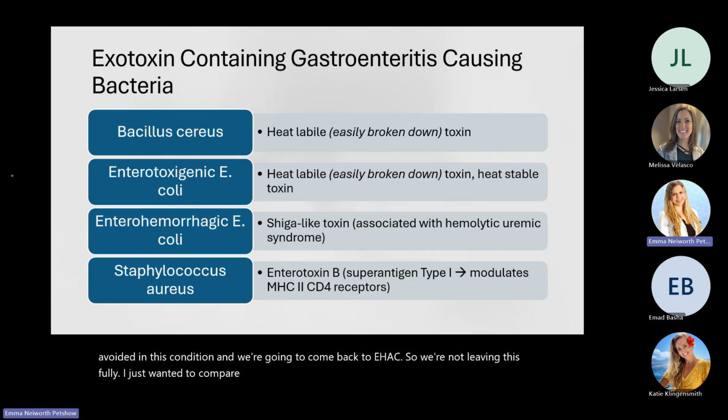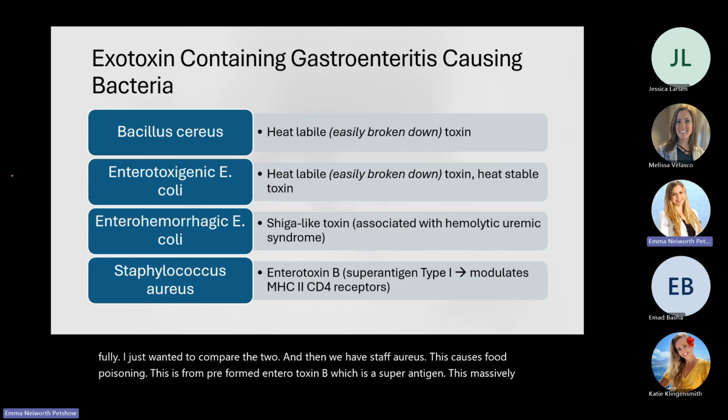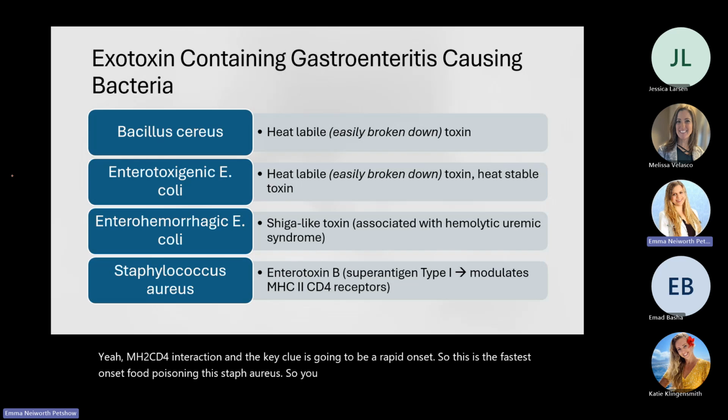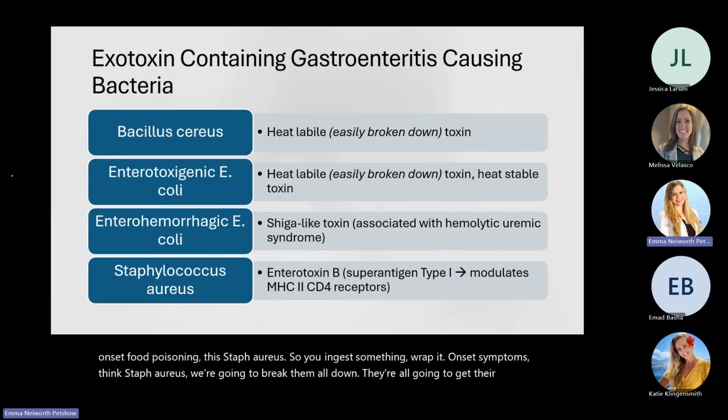And then we have Staph aureus. This causes food poisoning. This is from preformed enterotoxin B, which is a superantigen. This massively activates T cells via MHC II and CD4 interaction. And the key clue is going to be a rapid onset. So this is the fastest onset food poisoning, the Staph aureus. So you ingest something, rapid onset symptoms, think Staph aureus. We're going to break them all down. They're all going to get their own slide, so we're going to go in depth in all of these bugs.